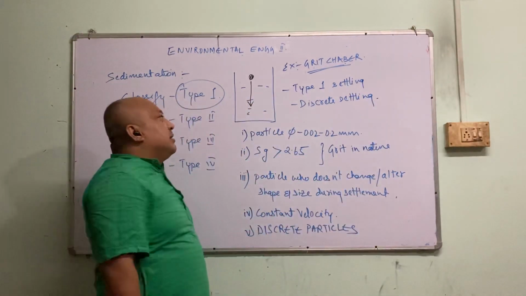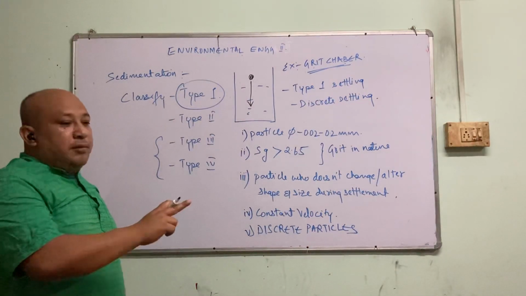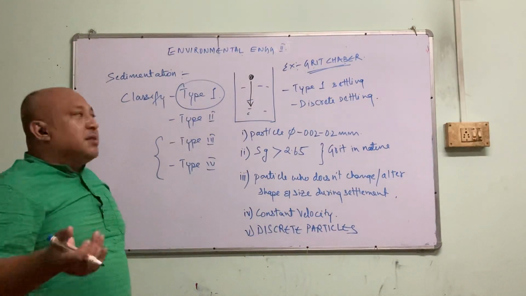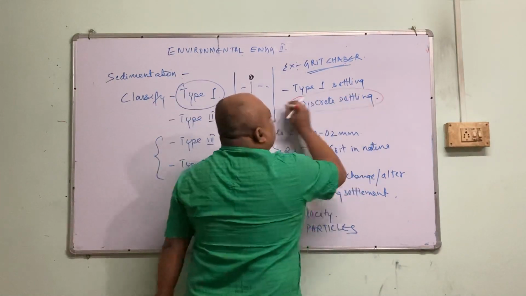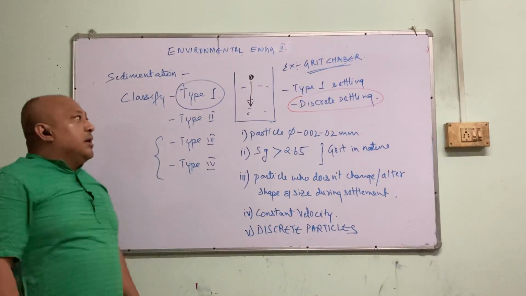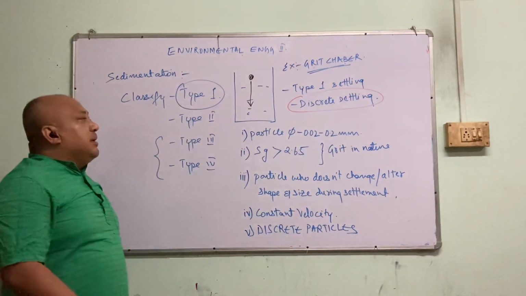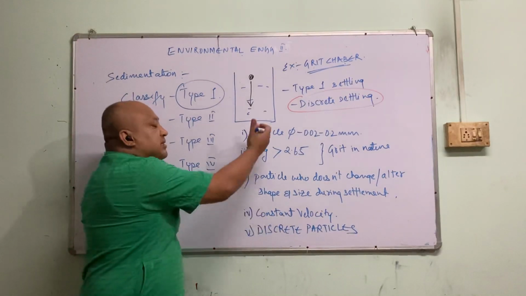Sometimes in 2 marks, match the following, we get in exams, they ask type 1, different names. The answer is type 1 is discrete settling. This is important, you have to know. Okay? Now, let me do the derivation of how to find the discrete particle settling.